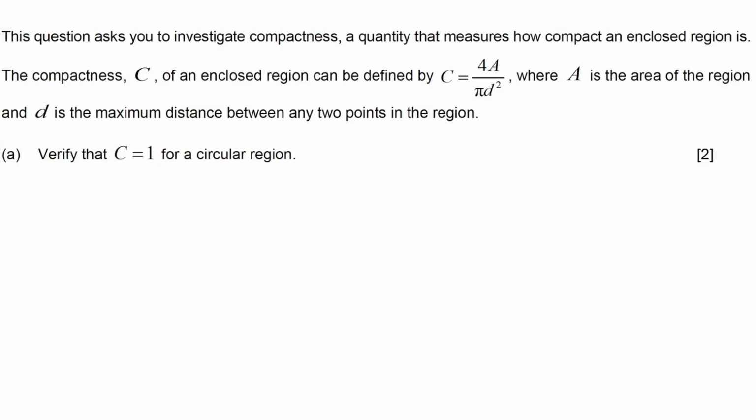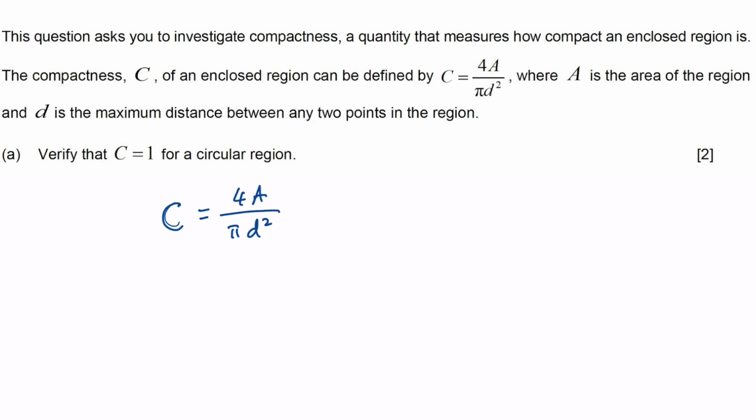Okay, in this question, we are going to investigate compactness. Let's look at part A of the question. Compactness C is defined by 4A over pi D squared. Whenever you see an unfamiliar definition, please take note of what the different parts of the equation mean.